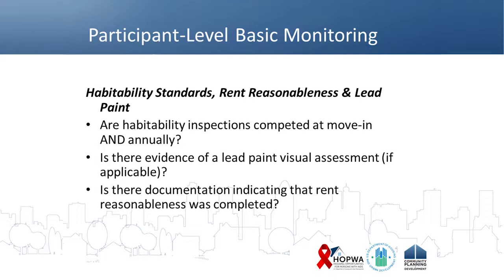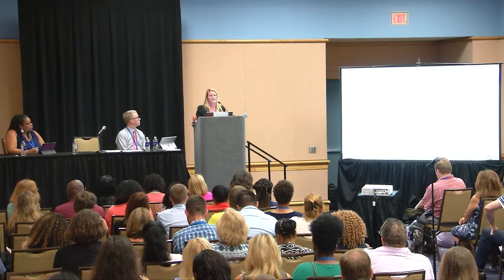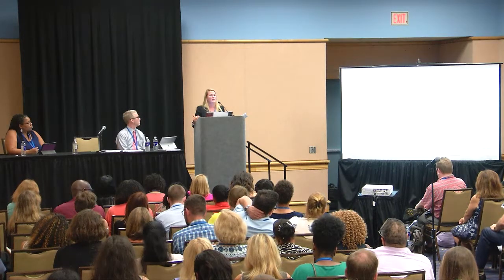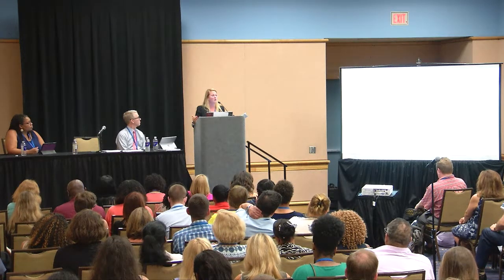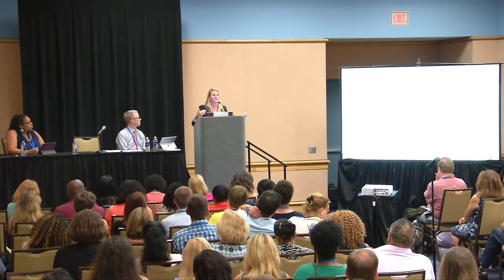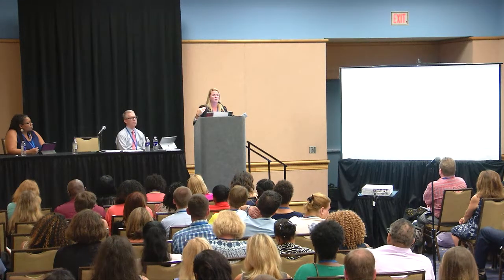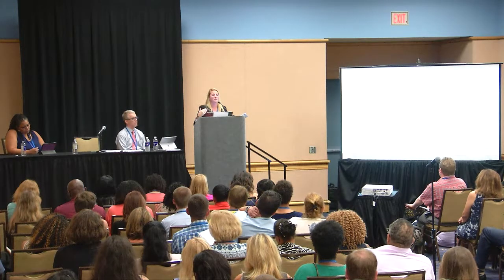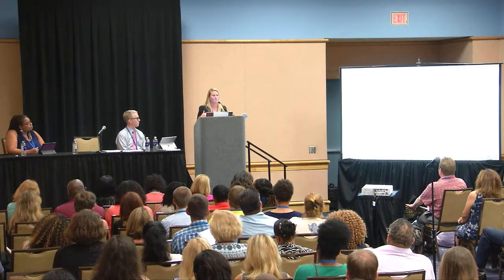And this also goes for habitability inspections, which need to be done at move-in and annually for all units. The other piece here is a lead paint visual assessment. HUD regulations do require that if there is a child 6 or under, or the dwelling was built in 1978 or earlier, a visual inspection needs to be made. This is another piece where there is an online training. As you're going through and looking at the HOPWA habitability standards, if that is a piece of it, there's an online training to have staff understand and be prepared to make that lead paint visual assessment.